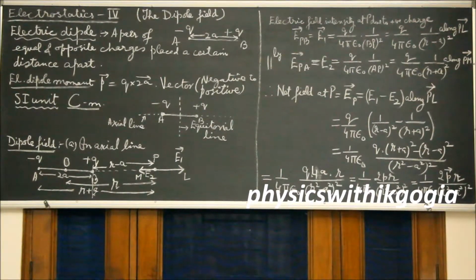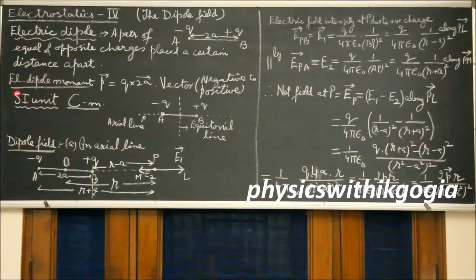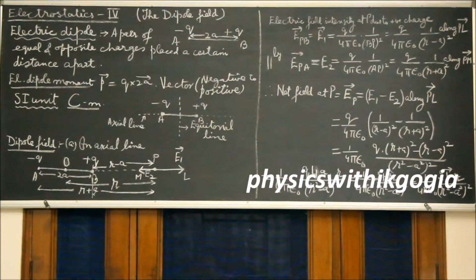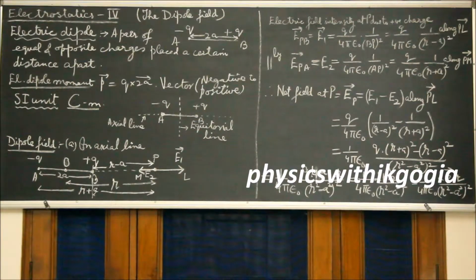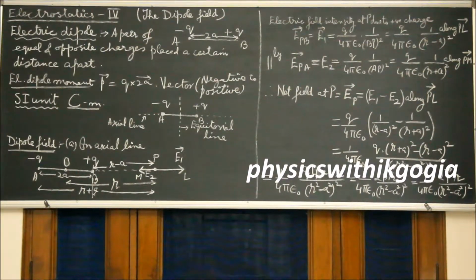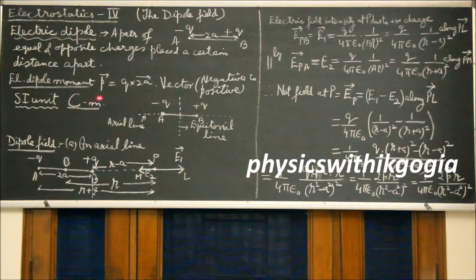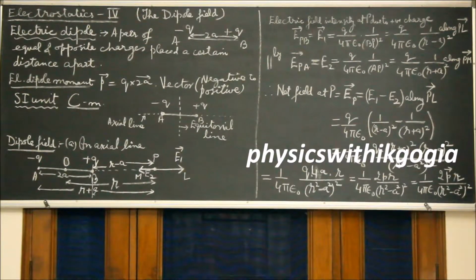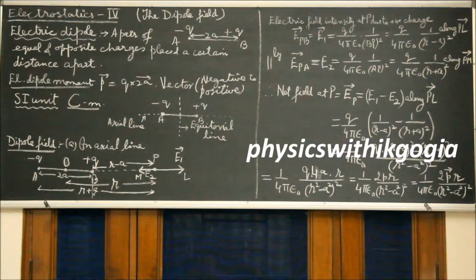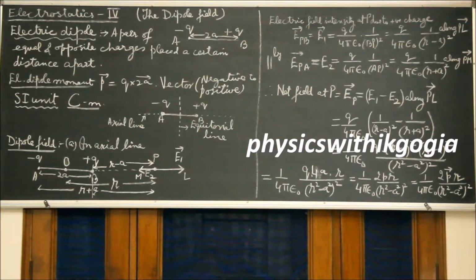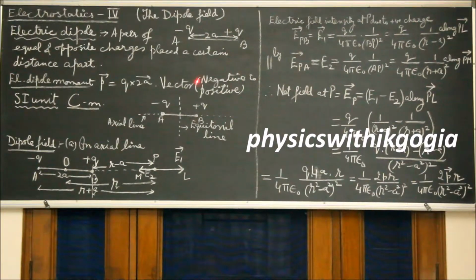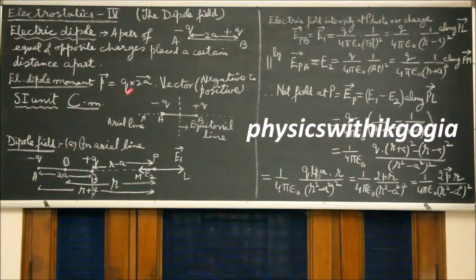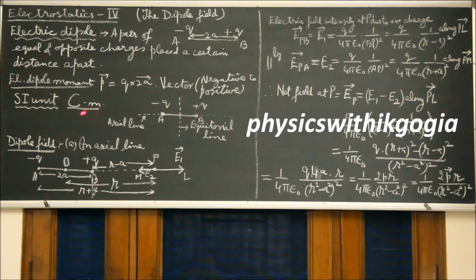For a dipole, we define another term, the electric dipole moment, denoted by p, which is the product of either of the two charges, because both are equal in magnitude, and the distance between them. So mathematically, dipole moment p equals q into 2a. The electric dipole moment is a vector quantity, and by convention we take its direction from negative to positive. The SI unit is unit of charge into unit of distance, that is coulomb meter.